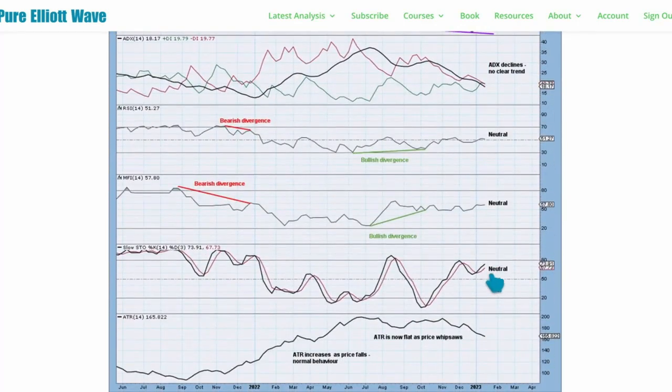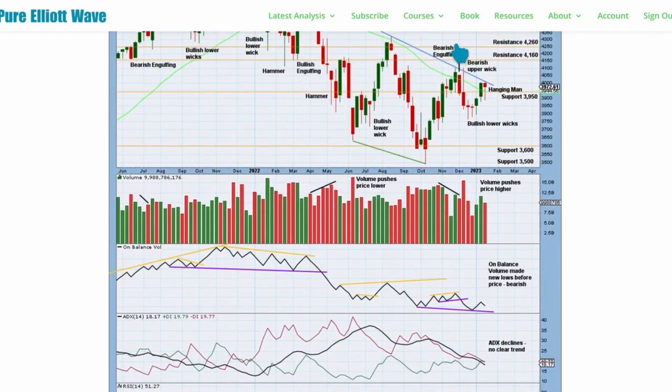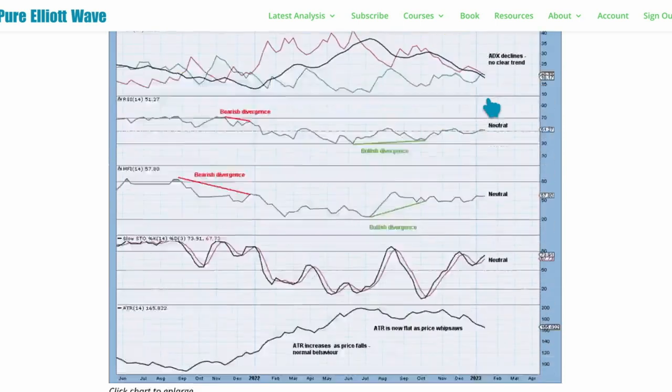RSI, money flow and stochastics all remaining neutral, and ATR flat as price whipsaws, having a little bit of a decline now with a little bit of upward movement here in the last few weeks. Bunch of bullish long lower wicks as well still forming here on the weekly chart.